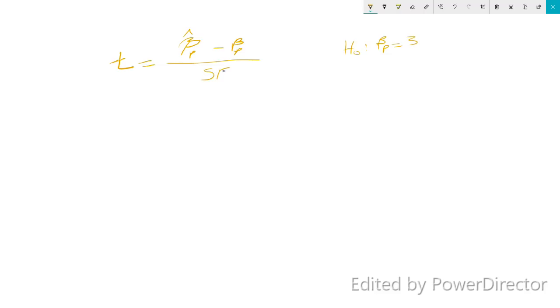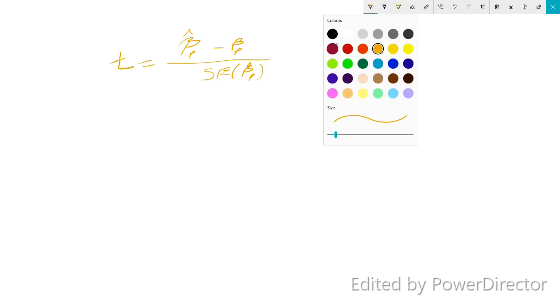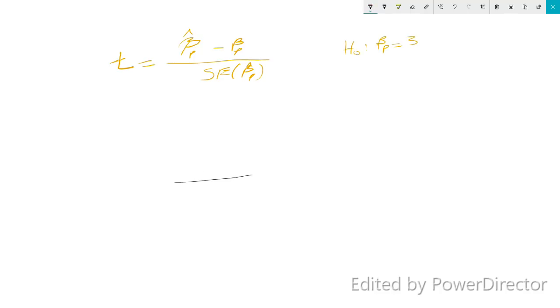Divided by the standard error of beta p hat. Okay, this will give us the t distribution. If you just remember with me, the t distribution looks something like so. If you plot it down, the t distribution looks somewhat similar to a normal distribution. So it is symmetric. As you can see, it is symmetric with respect to the y-axis.